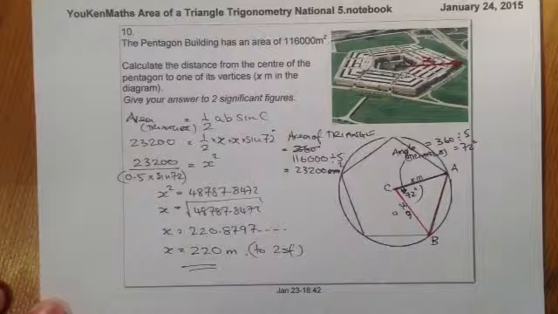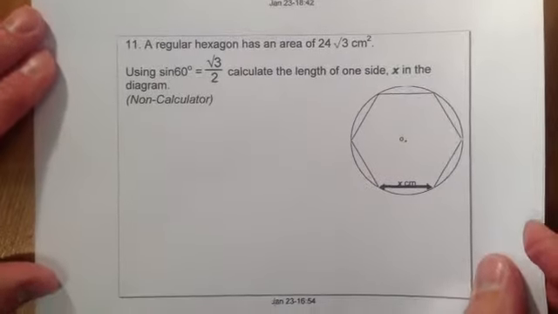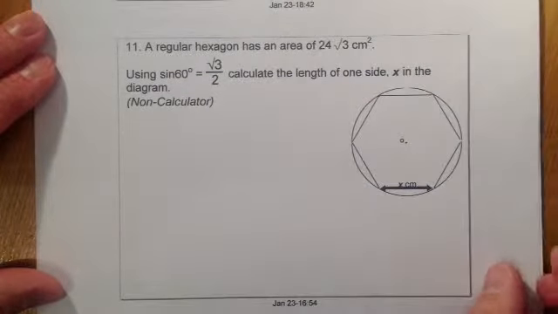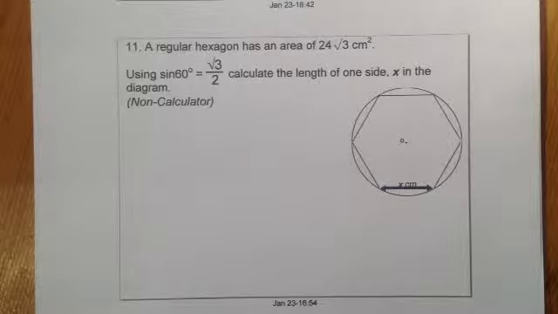Right, moving on, we're on to a non-calculator question that's here, which is, I would think, a reasonably complex one. Right then, so a regular hexagon has an area of 24 root 3 centimetres squared. Using sine 60 degrees, which is equal to root 3 over 2, calculate the length of one of the sides.